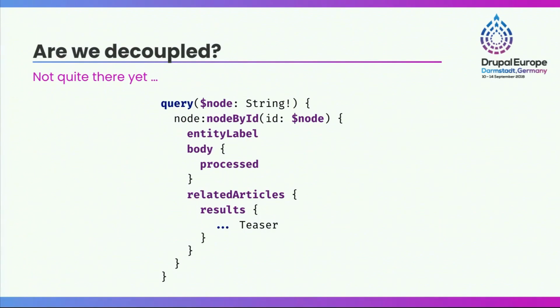If we look at this query, it shouts Drupal on basically every line. The front end has to know that node by ID pulls you something that is called node, which might then be an article, and that I get the title from the entity label, and I have to use the processed version of the body text, or else I will open up an XSS vulnerability. These are all things that the front end actually should not have to know about.